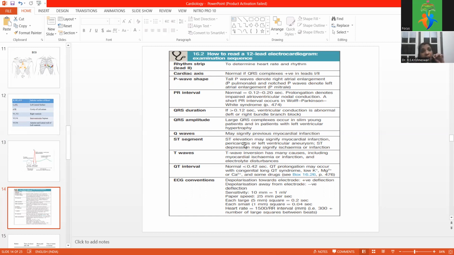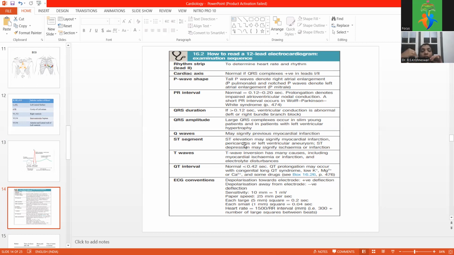Then P wave shape. As we already discussed, P wave is the only wave in ECG which represents the atrium. And tall P waves. If the P wave is very tall than usual, then it is known as P pulmonale. There is right atrial enlargement. So when there is some problem with the right atrium, this P wave will be unusually tall than the normal, and it is known as P pulmonale.